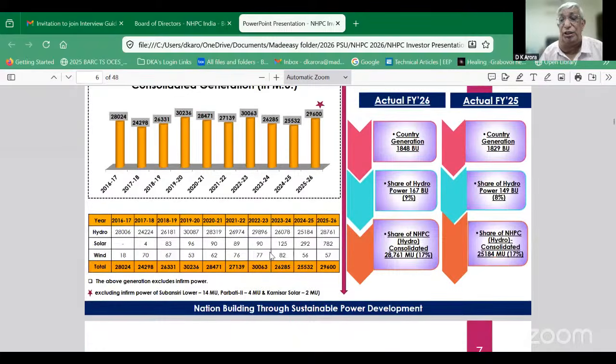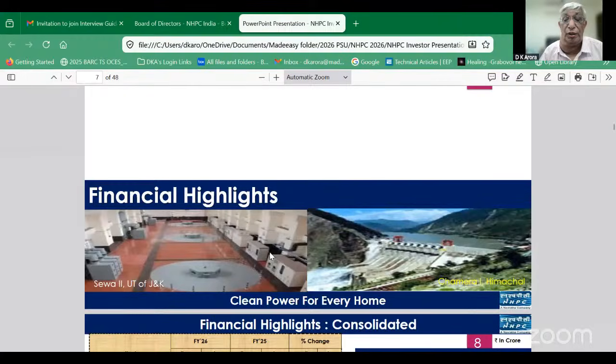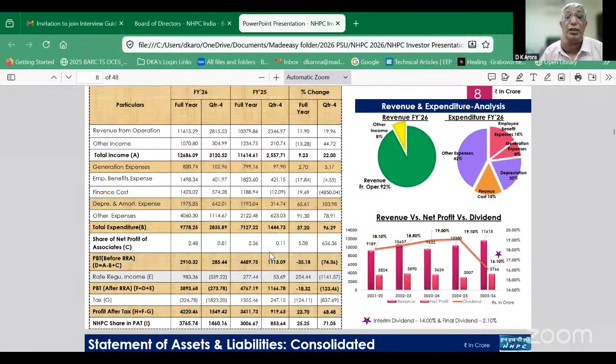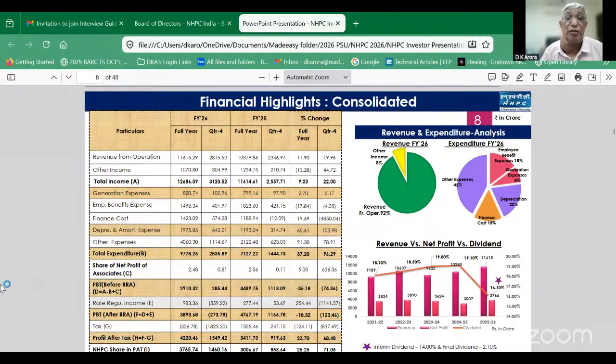Statistical information in terms of the generation, financial highlights are important. Now, for us, the most important figure is the total income of NHPC, which is this particular number, 12,686 crores. 12,686 crores. This is the number which is to be remembered by you, right?